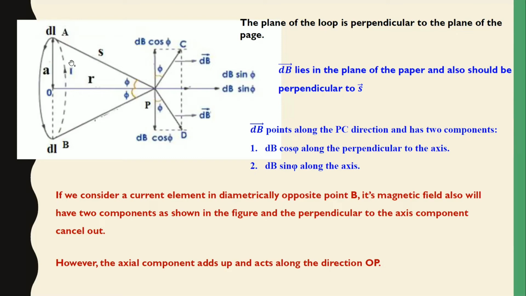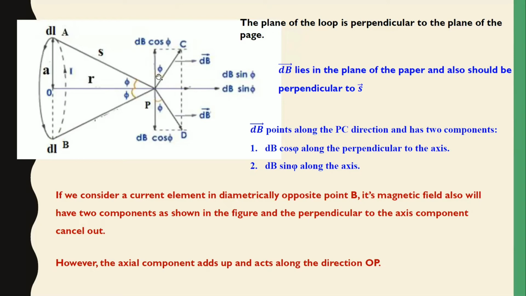So from here, due to this current element dl at the point P, dB points along the direction of PC. Look here, this point is P, this is the PC direction, the dB is pointing. So if we have this angle from the triangle APO, this angle is phi, then this angle plus this angle is 90 degrees, and this PC being perpendicular to this AP, so this angle plus this angle also will be 90 degrees.